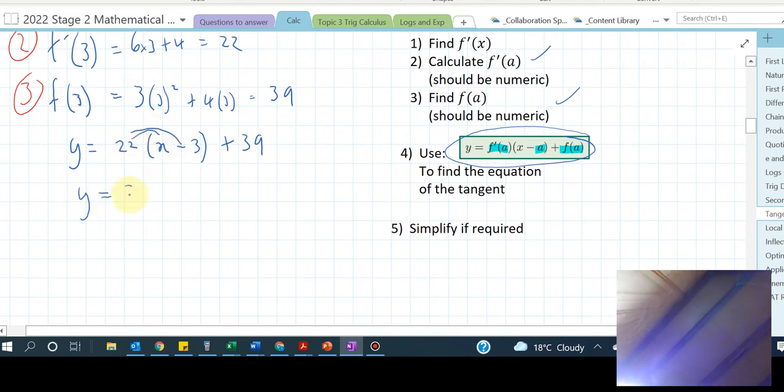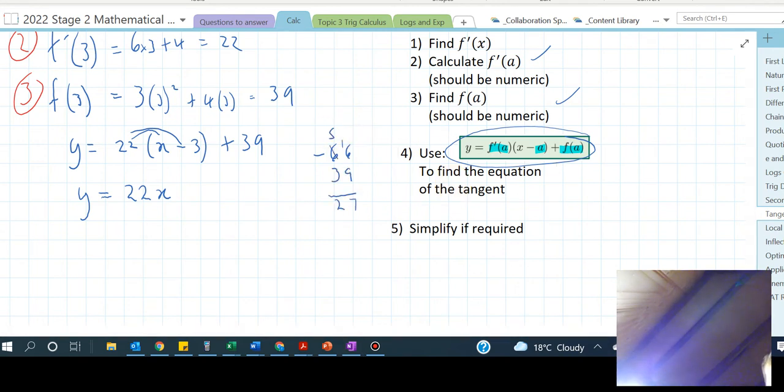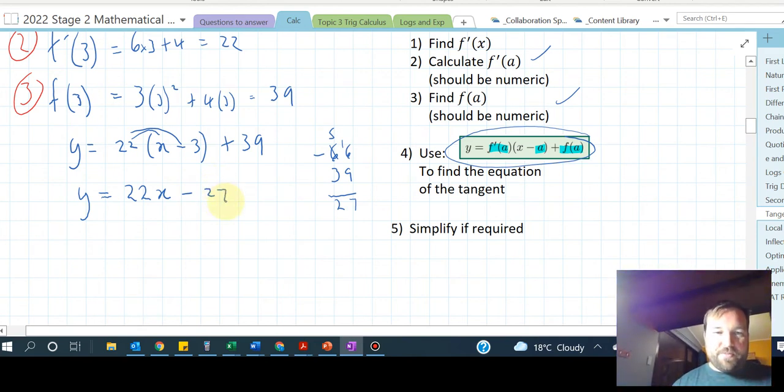Y equals 22x. Then effectively 3 times 22 is what? Negative 66 plus 39. Oh, what's the gap there? 27. So it's going to be negative 27. And that is the equation of our curve, of our tangent.